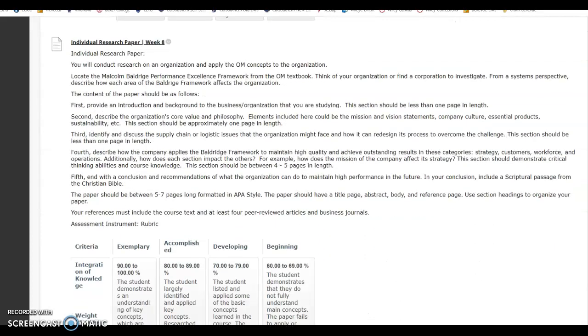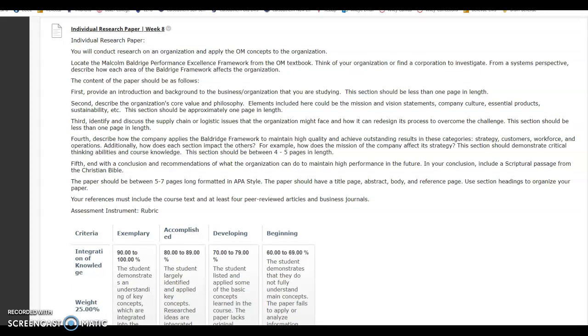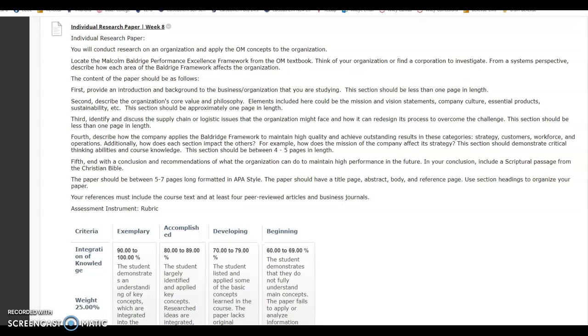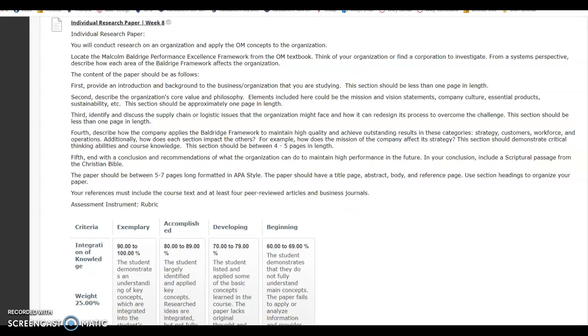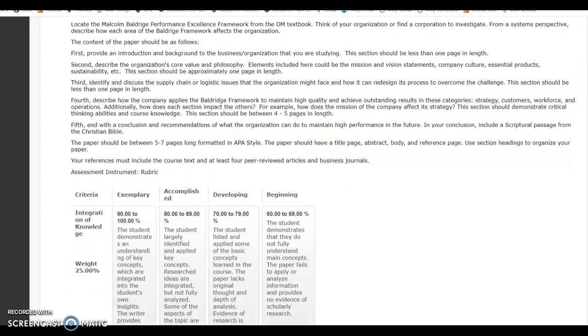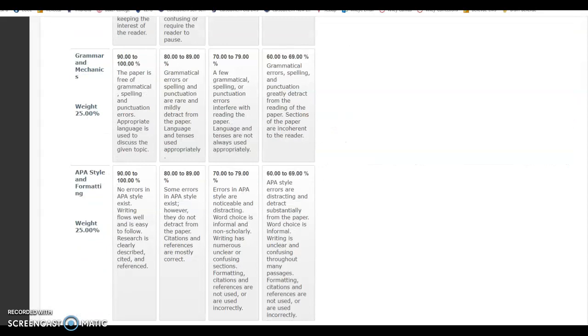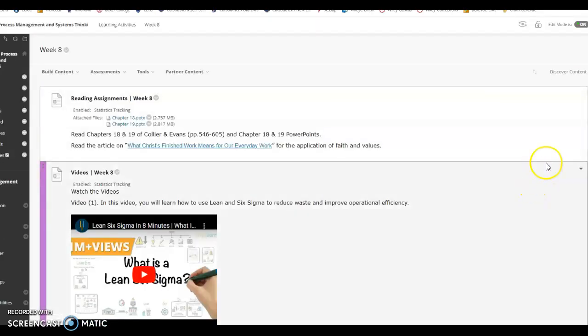We also have an individual research paper that you have to do. It's 5 to 7 pages in APA, and you have to include a spiritual passage from the Christian Bible as well. And those are the 2 assignments that we have this week.